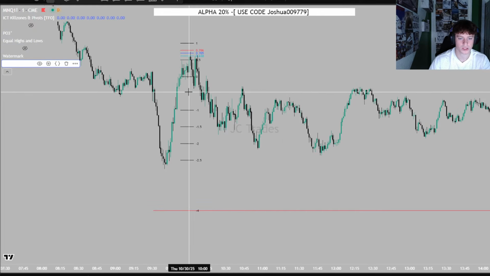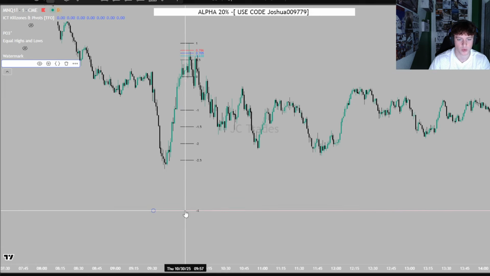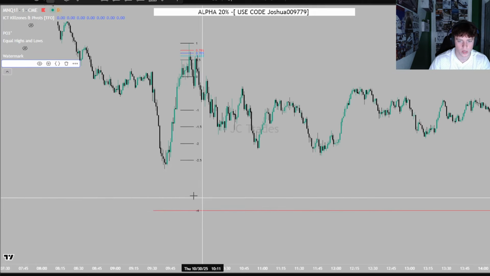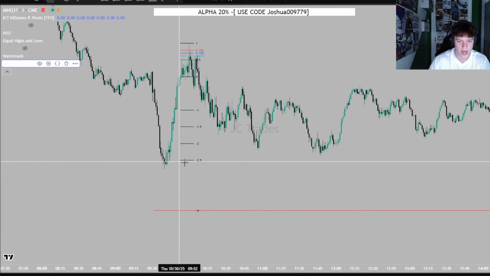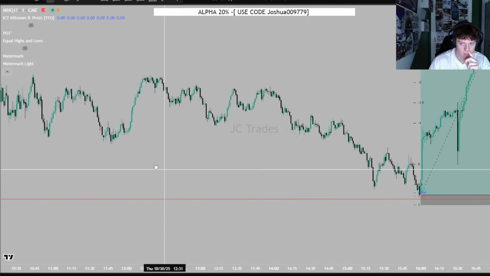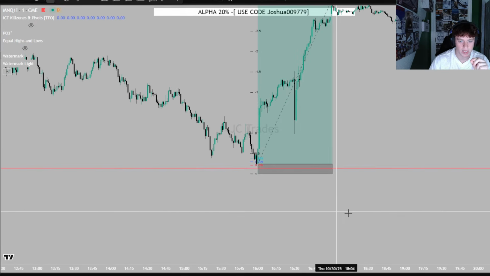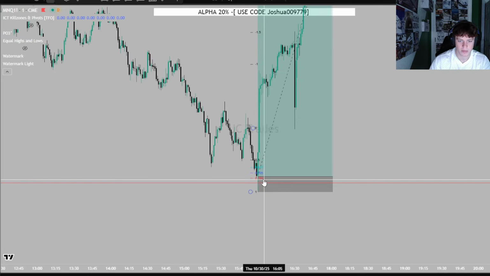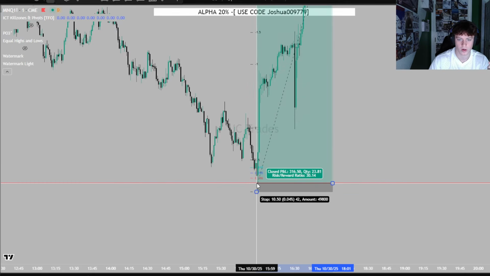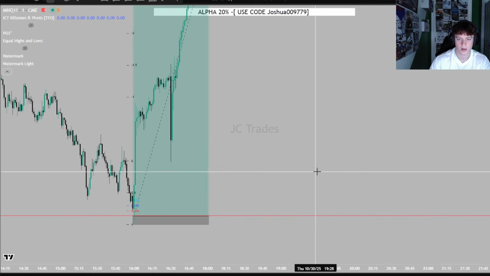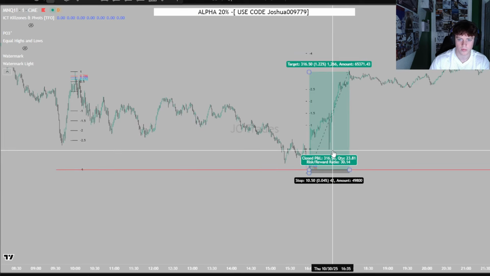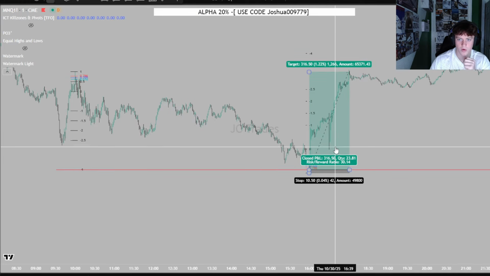The way that this tool is used is once we expand to -4, we are supposed to always come back to -2.5. So if we come over here, we see -4 gets absolutely bottom ticked. You would put your limit order right here, and boom, 30 risk to reward ratio.